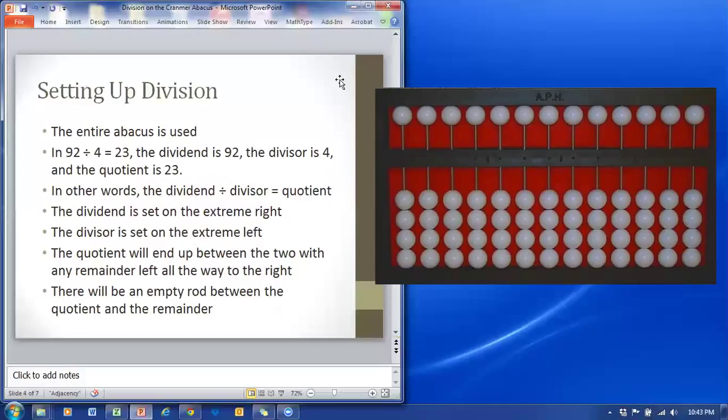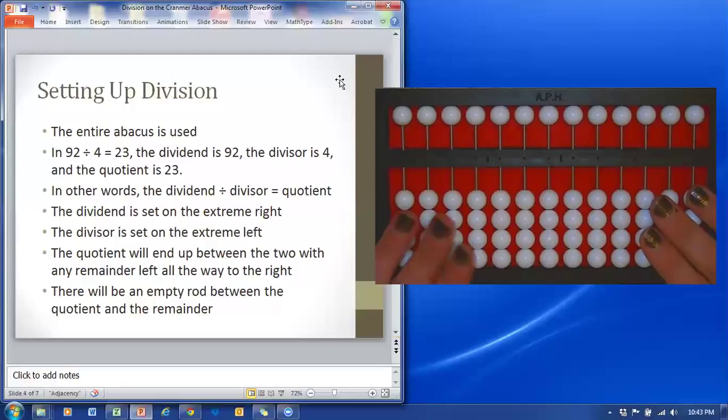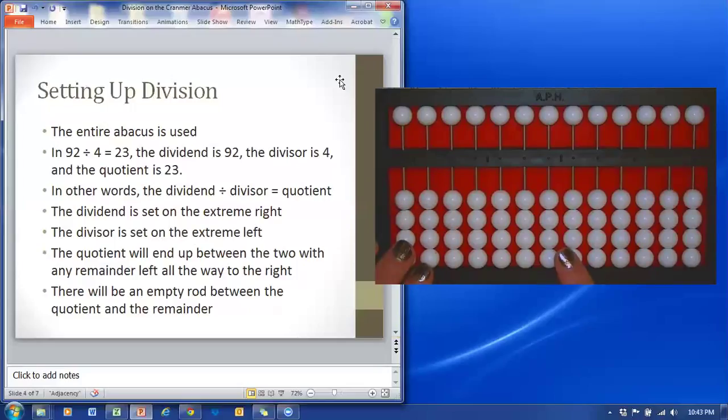So that dividend is going to go on the extreme right. The divisor is set on the extreme left. The quotient will end up between the two with any remainder left all the way to the right. There will actually be an empty rod in between the answer and the remainder.